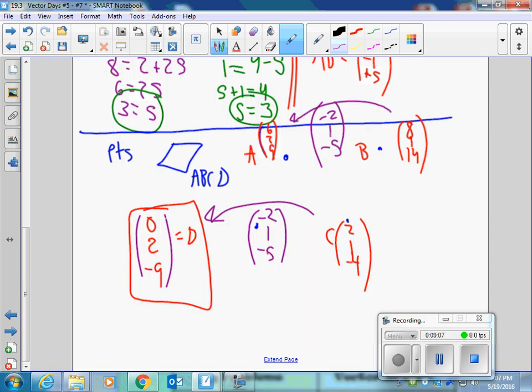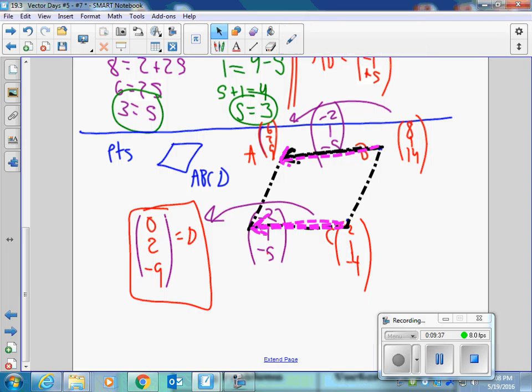Okay, so what I did is I made the parallelogram like that. These are parallel. They have the same vector to them. These will be parallel. So this vector has to be the same as this vector. So if I subtract 2 to get this, add 1, subtract 5, I got to do the same thing here to get this. A little tricky. And that's number 7.